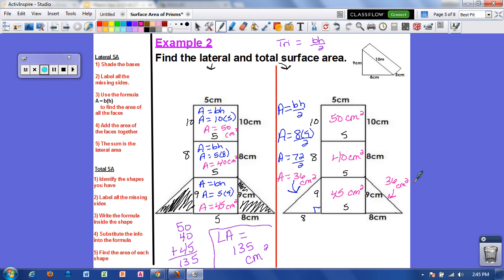Now I am just going to add all of that together. All right, so I know from before, 50 plus 40 plus 45. All of that makes 135. If I add all that together, it equals 135. So I've added those 3. Now I want to add 36 and 36.